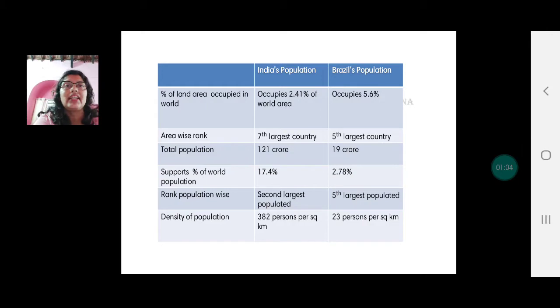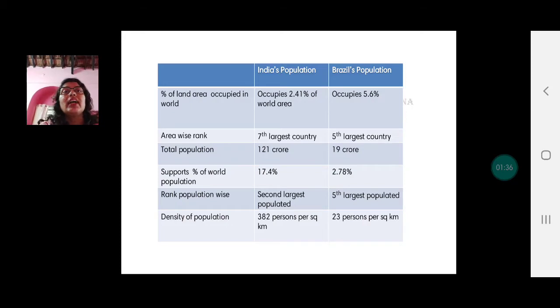And we had seen that. Though latitudinal-wise, they did not seem to be much difference, but longitudinal-wise, there was a vast difference, right? The expanse of Brazil is more. As far as area-wise rank is concerned, India is the 7th largest country, and Brazil is the 5th largest country. So this again shows that Brazil is larger than India in the world.